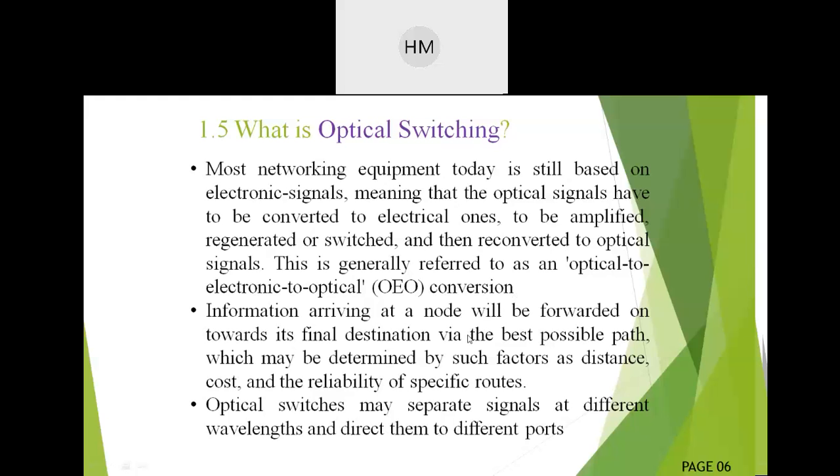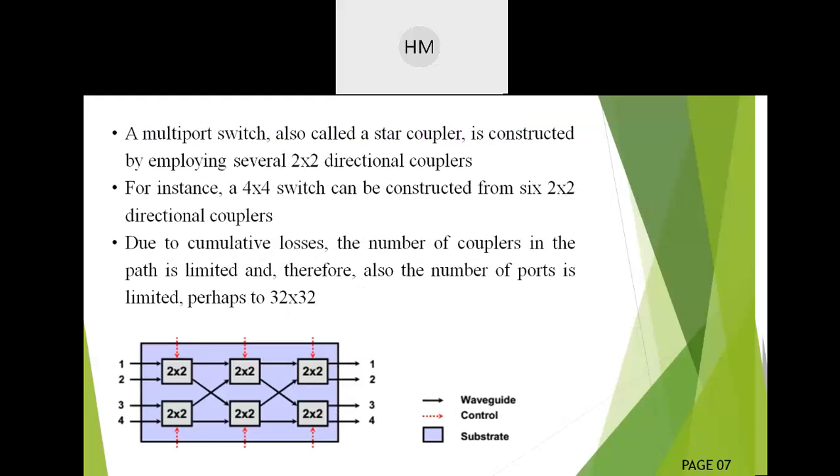ठीक है, optical switches may separate signals at different wavelengths and direct them to different ports. This we have seen in the first figure only. Two-port network we have used. ठीक है, different wavelengths and different ports. This is a multi-port switch. Please draw this diagram in your copy.